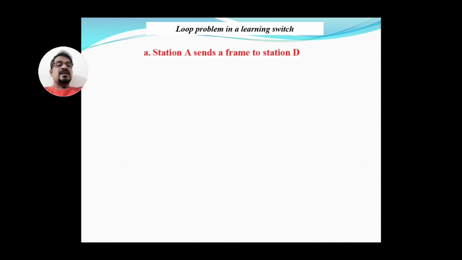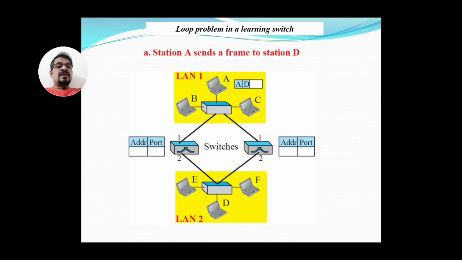Now we can see how the looping problem arises. This is a structure where we are considering LAN 1 and LAN 2, which have been connected via two switches, switch 1 as well as switch 2. Now in LAN 1, A wants to send data to D. So there is a possibility of sending the data to both the switches, so it can send copies to both the switches.